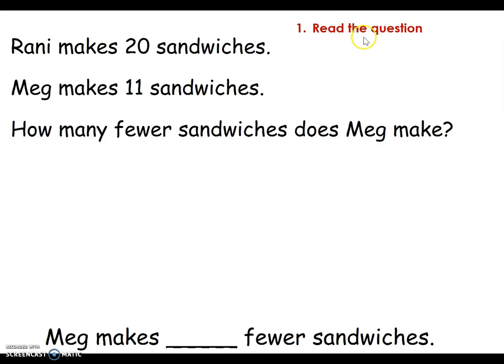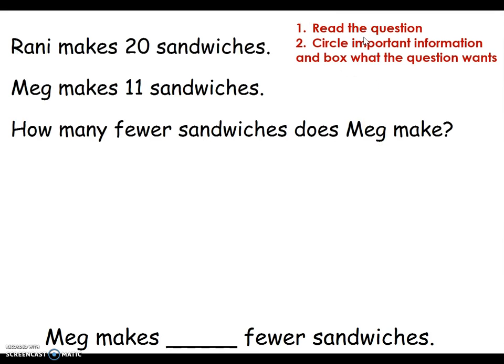Okay, that's step 1, right? Read the question. Let us now try to circle and box what we need. So I know that Ronnie makes sandwiches. Ronnie makes how many? 20. Mac also makes sandwiches. How many? 11. And we know that Mac has fewer. Am I right? But we need to find how much fewer.